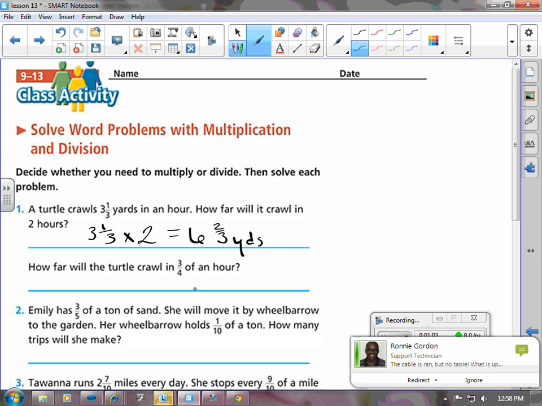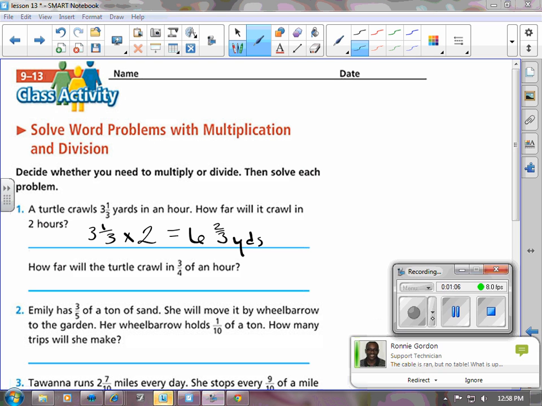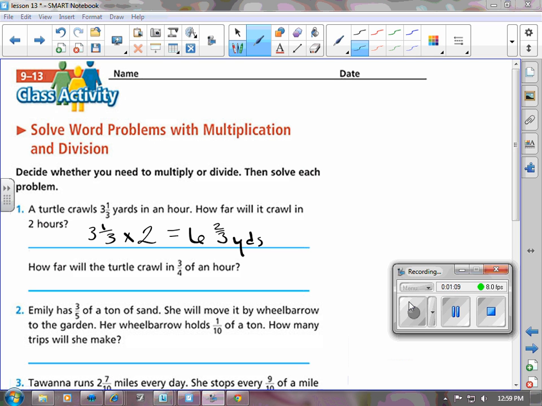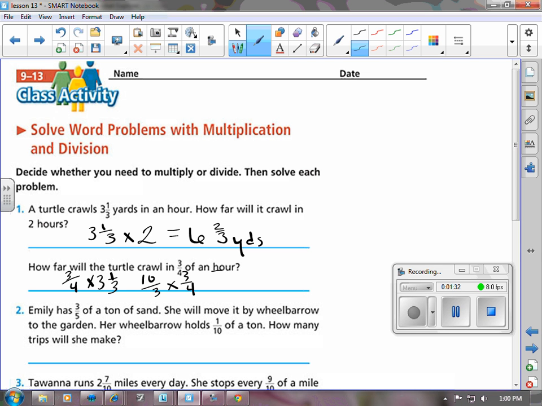Okay. How far will the turtle crawl in 3/4 of an hour? Okay, so again, this would be multiplication. You're going to take 3/4 of an hour and multiply that by 3 1/3. And again, if it's easier to turn that into an improper fraction, go ahead and do so. 3 times 3 is 9 plus 1 is 10. So you'd have 10/3 times 3/4, okay, which is 10/4, because I canceled these out, 1. Okay, and then simplify, so 2.5 yards. Okay.